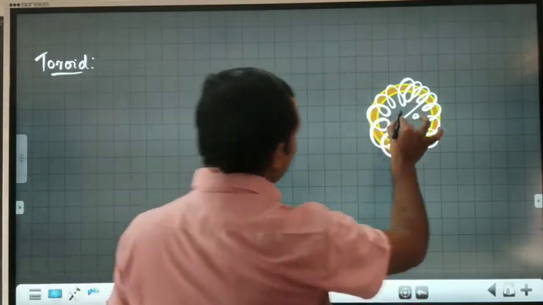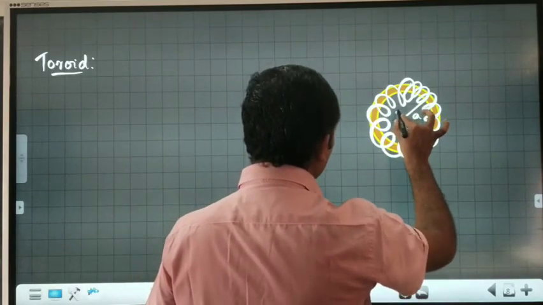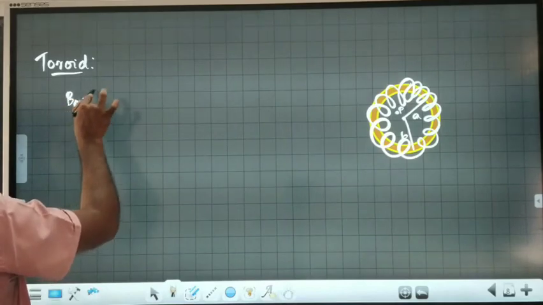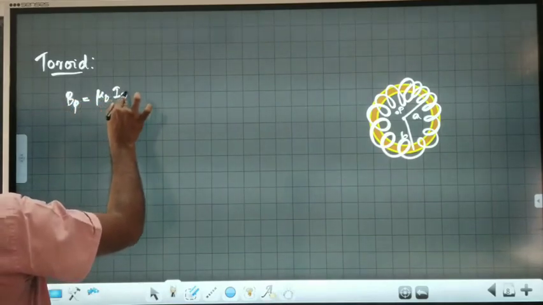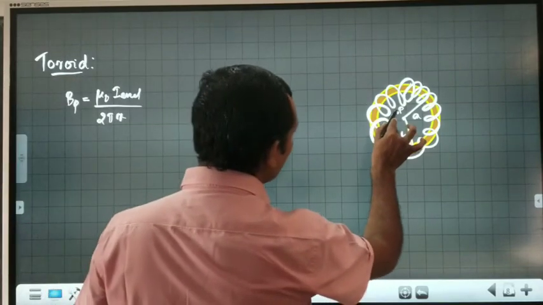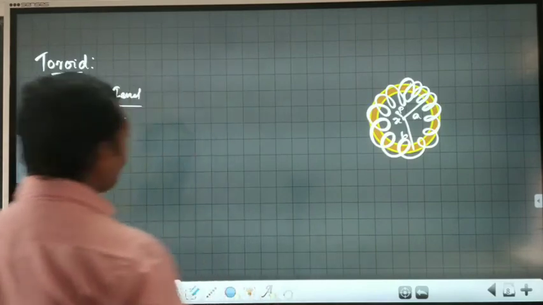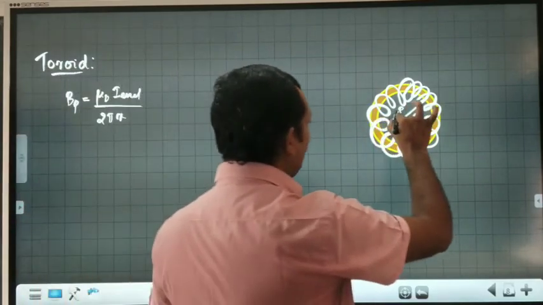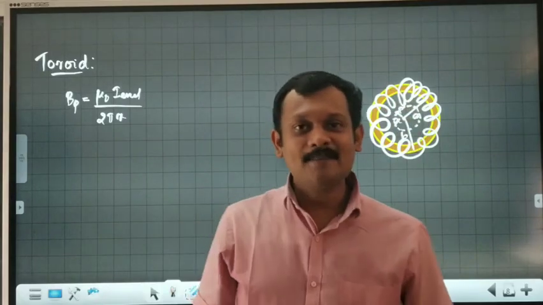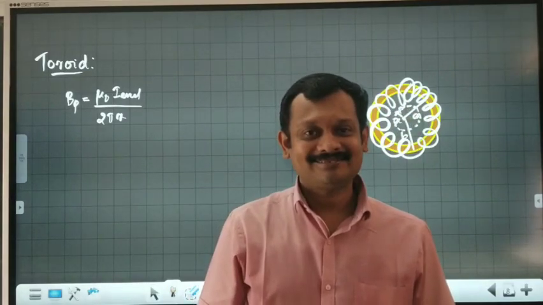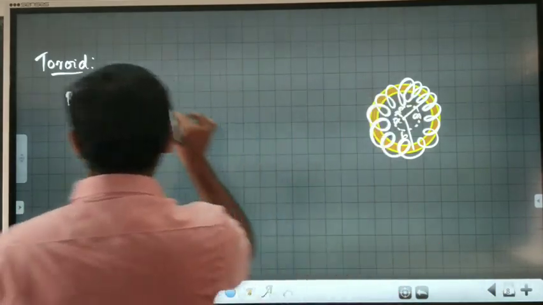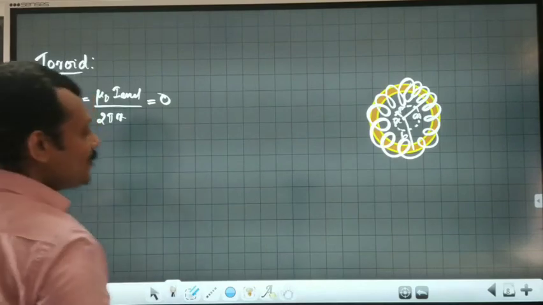The question is, if I take a point P here, what is the magnetic field at point P? Very simple: mu 0 I enclosed divided by 2 pi x, if I say this distance is equal to x. What is the current enclosed by an Amperian loop here? If I construct an Amperian loop here, the current enclosed by this Amperian loop is 0, right? No current is enclosed. So the magnetic field at the point P is equal to 0.